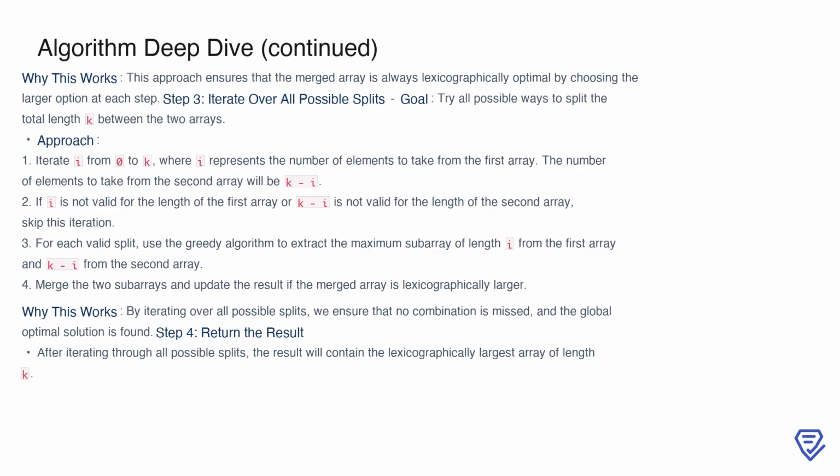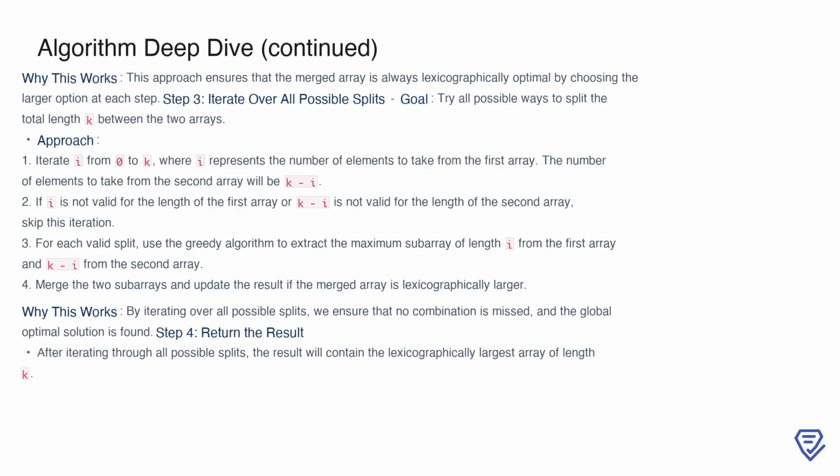The next part of the algorithm involves iterating through all possible splits of the total length k between the two input arrays. This means we try every valid way to distribute k elements between the first and second arrays. For example, i elements can be taken from the first array, and the remaining k minus i elements must come from the second array. Not all splits are valid, though. For instance, if i exceeds the length of the first array or k minus i exceeds the length of the second array, we skip that split.